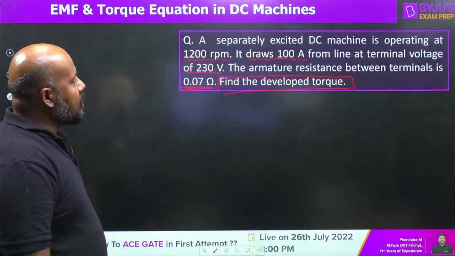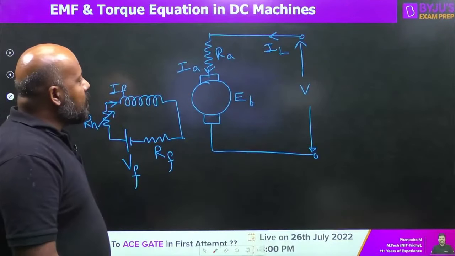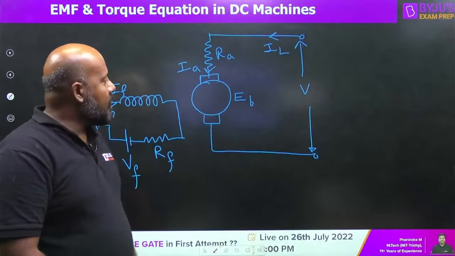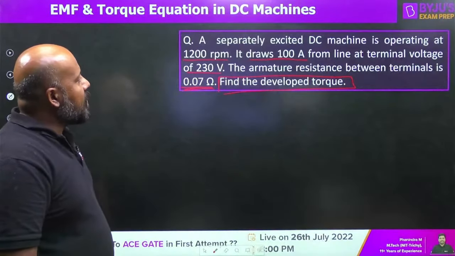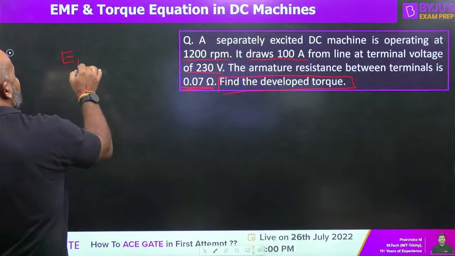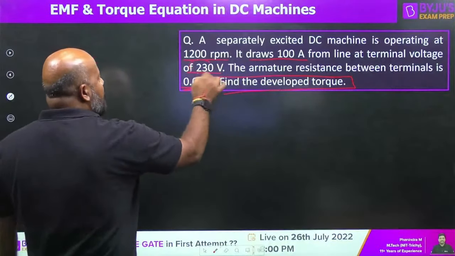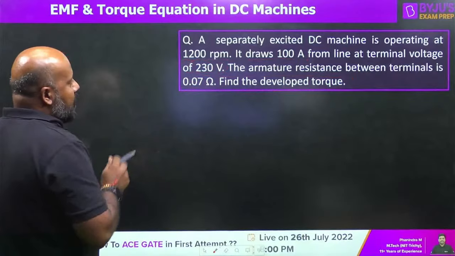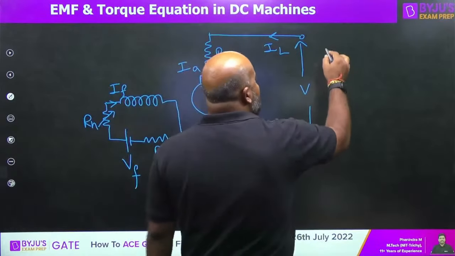What is he asking in the question? Find the developed torque. Now you see, we know the armature current, it is mentioned. What is the back EMF? Okay, back EMF is not mentioned. We know the terminal voltage. So can you tell me what the back EMF is? Can you apply the KVL equation here, and tell me what is back EMF?